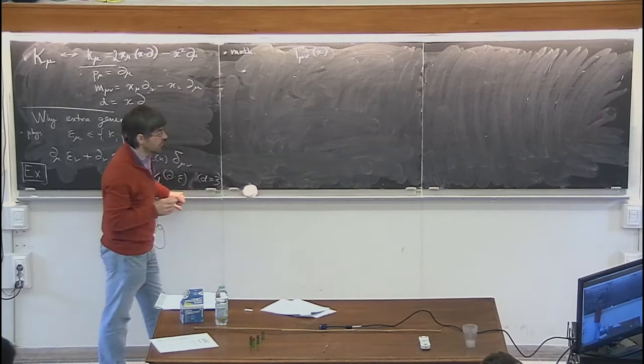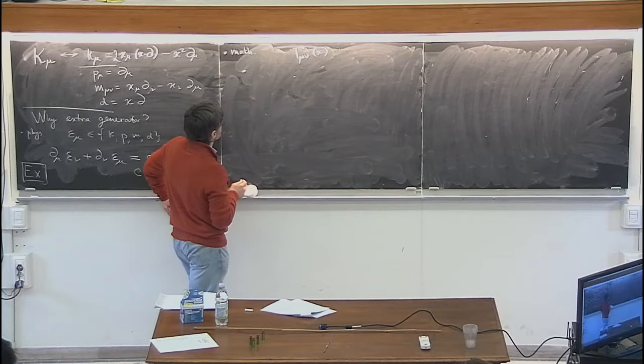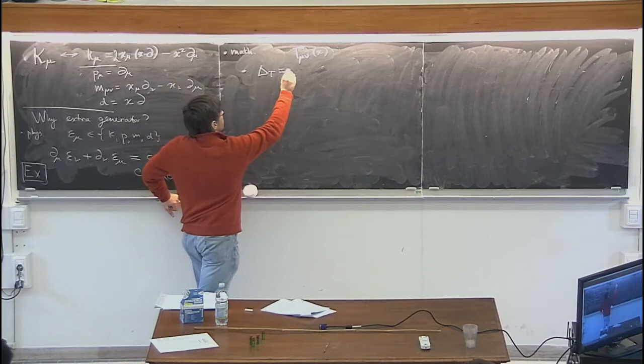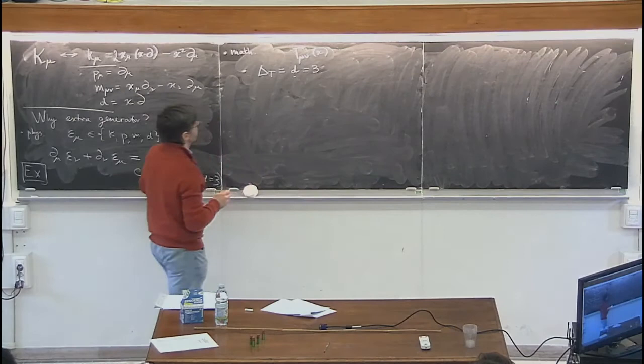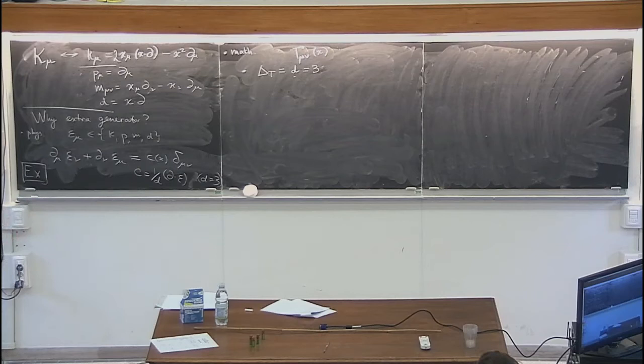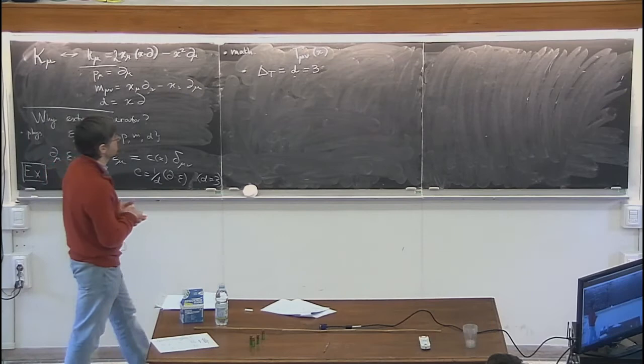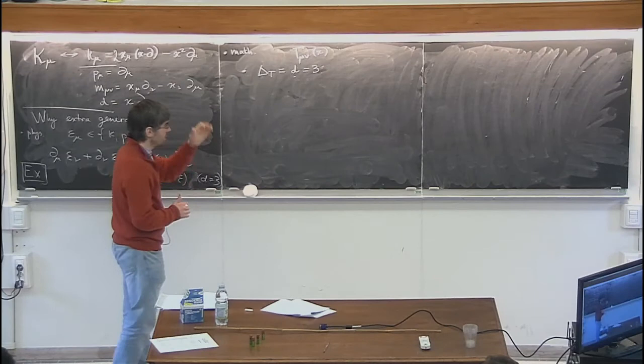So first of all, as I said, the scaling dimension of this operator is going to be always equal to the full spatial dimension, D. So in our case, it's going to be equal to 3. This you may be familiar with, that in perturbation theory, one says that the stress tensor does not get renormalized. So this is a non-perturbative version of this statement. This can be justified in various ways, but let's just take it for granted for now.